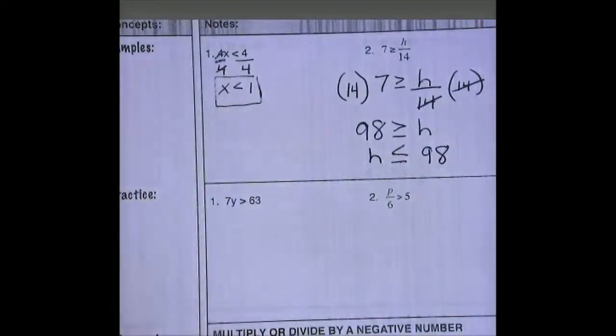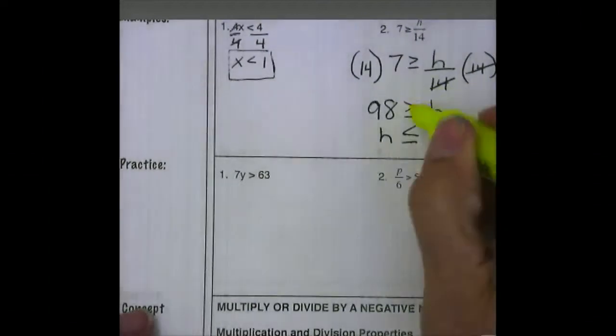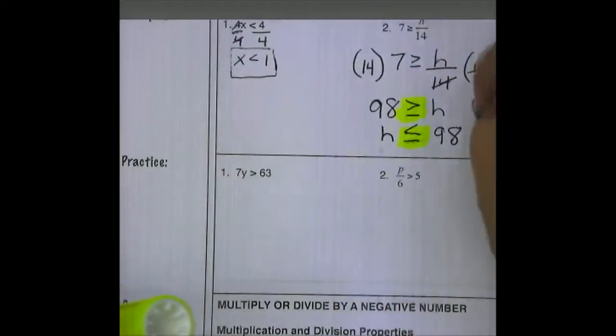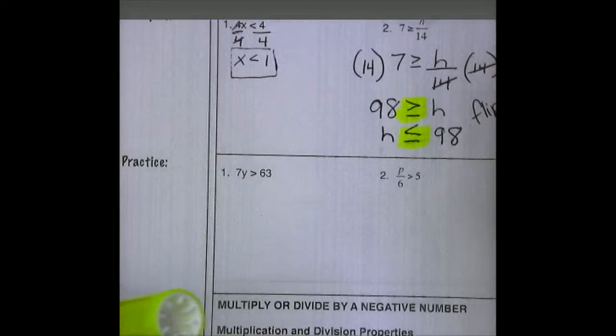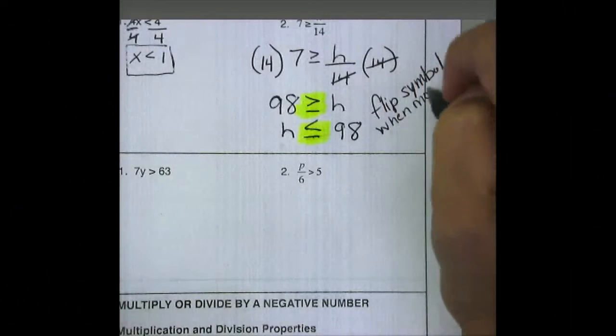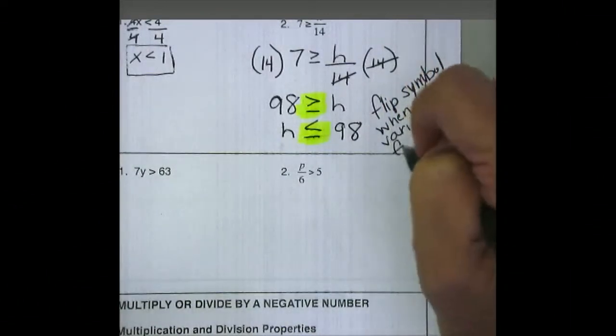So if you have a highlighter, you might want to highlight that we flipped the symbol, okay? Flip symbol when move variable from right to left.